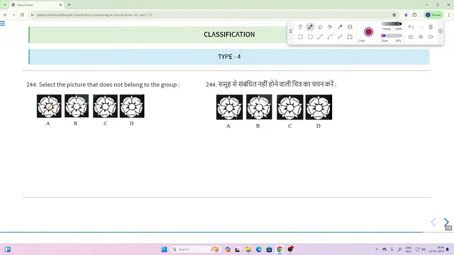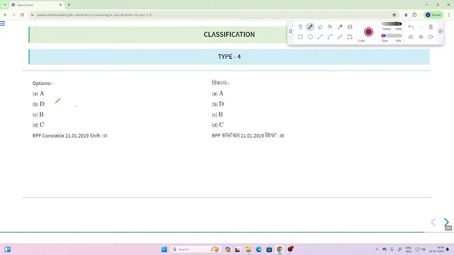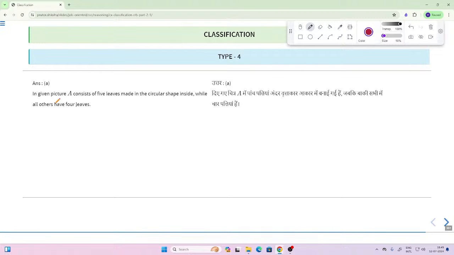The center circle with the thorns or triangles coming out of it is different. This has 5, this has 4, this has 4, this has 4. Thus, I can say that figure A is the odd one out. It's the only one that has 5. A consists of 5 leaves made in the circular shape inside, while all others have 4.